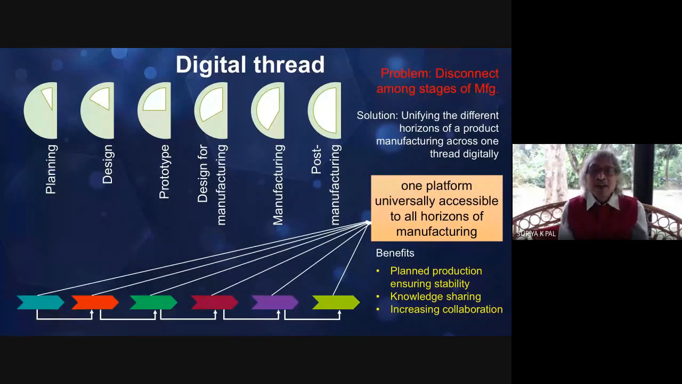If something is happening post-manufacturing, then the design team should have that information in real time. And when they are designing, they should also think of design for manufacturing. When the design for manufacturing is done, that means the manufacturing steps are told, and while executing that, what are the difficulties being faced in real time? So everything has to be properly connected so that it becomes one digital thread.